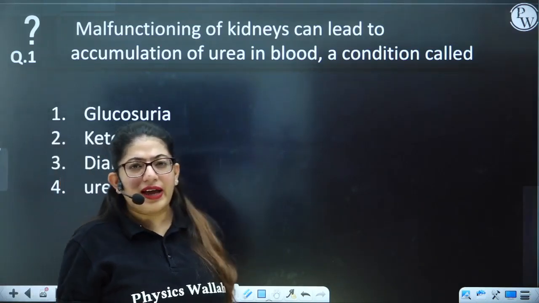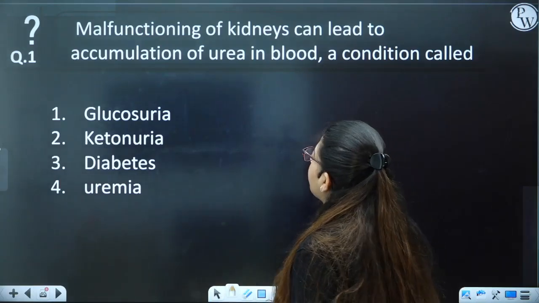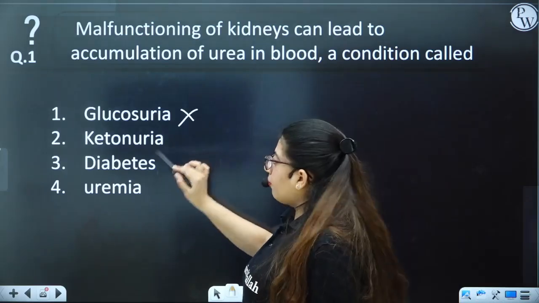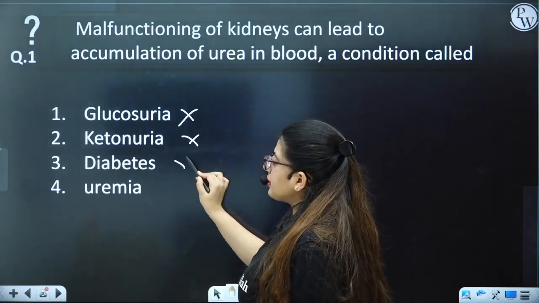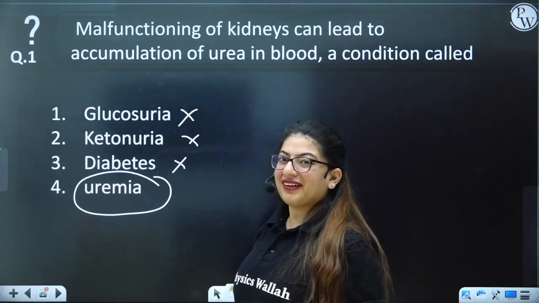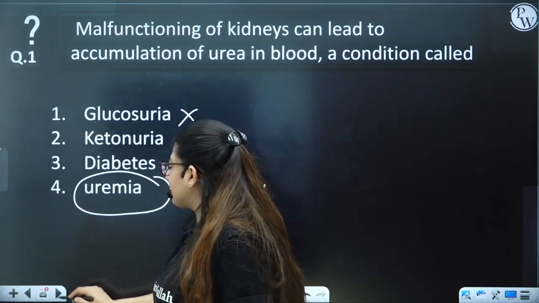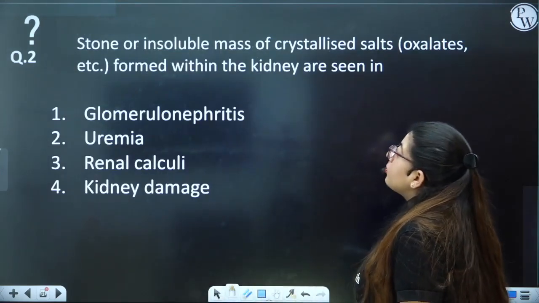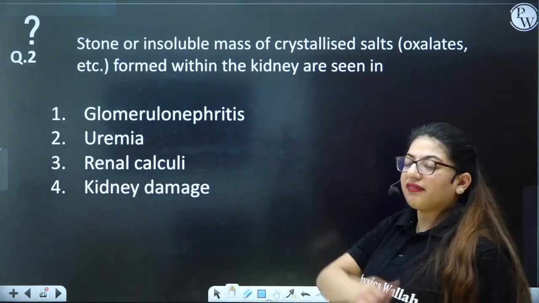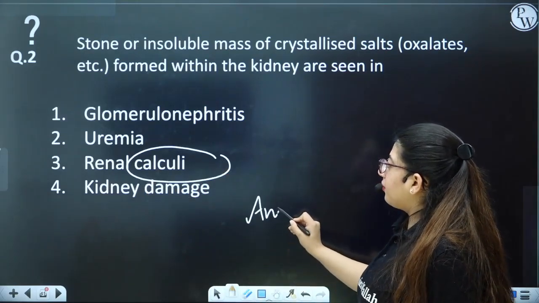Let's do some questions, guys. Ready? Malfunctioning of kidney can lead to accumulation of urea in blood, a condition called? Glucosuria is glucose? No. Ketonuria, ketone bodies. Diabetes is different. Uremia is accumulation of urea in the blood. Answer is 4. Next. Stone or insoluble mass of crystallized salts, oxalate, etc. formed within the kidney are seen in renal stones. Another name of renal stone is renal calculi.